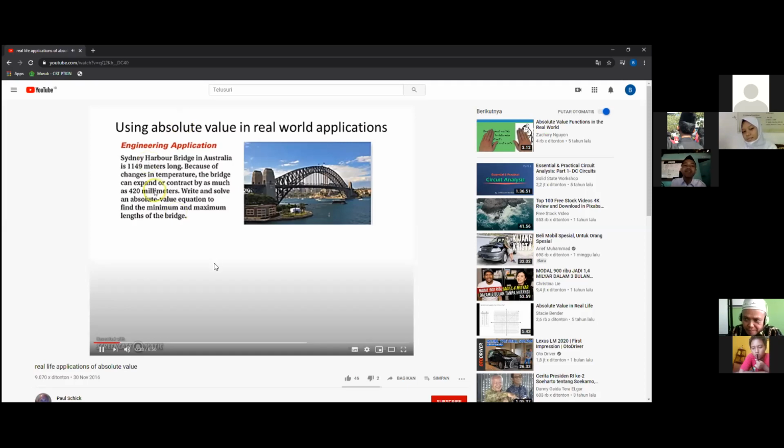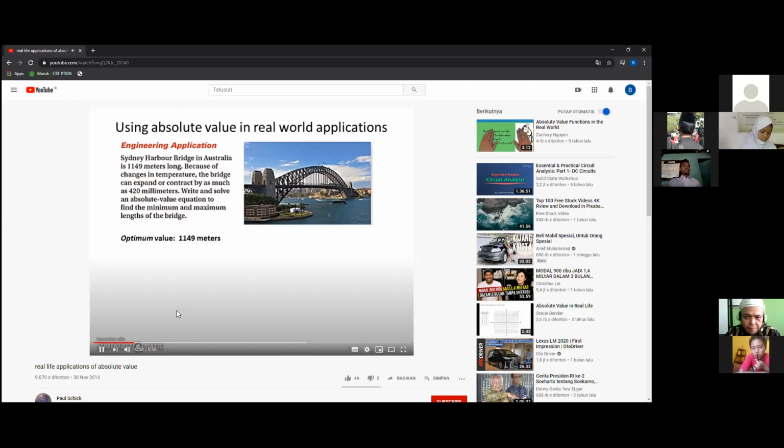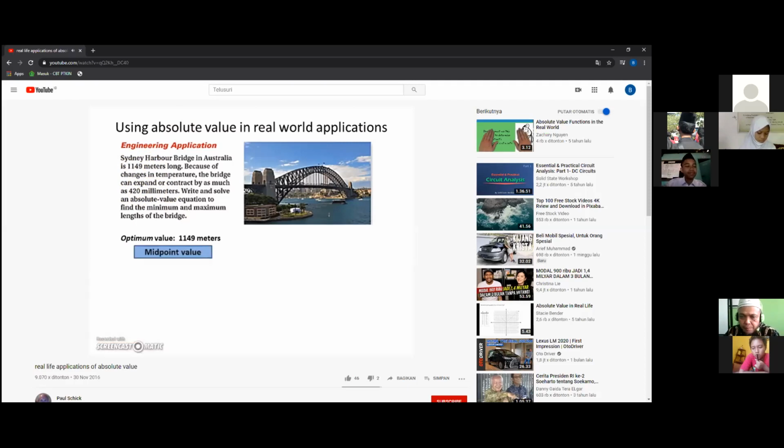Now, before we start, remember, guys, that the 420 is in millimeters, and the length of the bridge is in meters. We want those to be the same. So millimeters, we can write as meters by making this into 0.42. With that in mind, our optimum value, what we want the bridge length to be, is 1,149 meters. And when we're talking about an absolute value equation, that's our midpoint value. But we're allowing the bridge to vary by as much or as little as 0.42 meters, which is 420 millimeters.